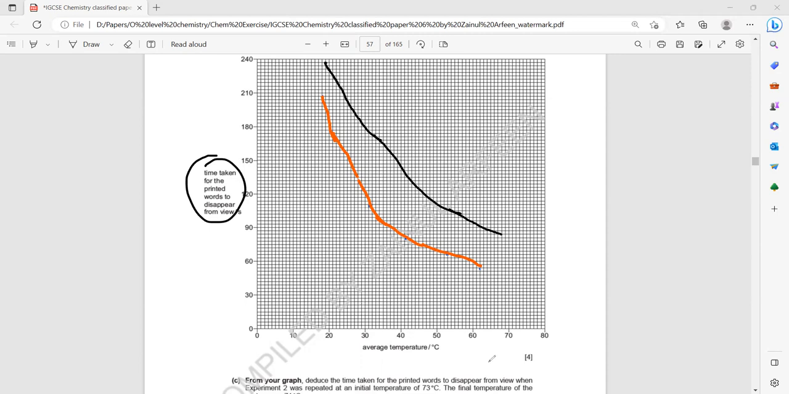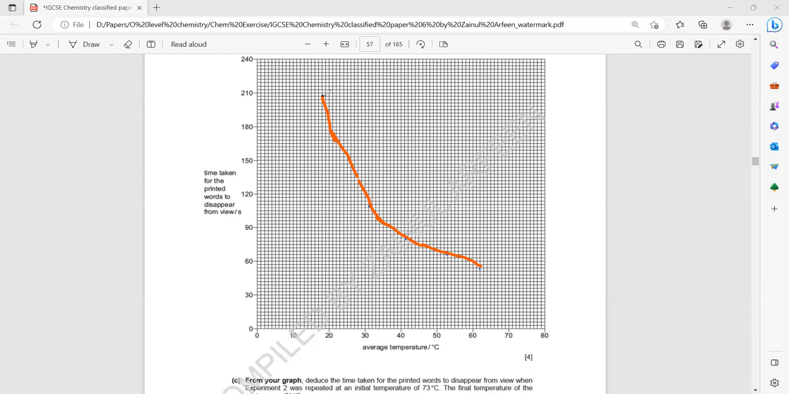Here in this one, we don't have a graph for the amount of a product. This is not the amount of product. This is the time versus the temperature. So for the same temperature, it will take much longer time for this printed text to disappear. So the same curve will be there, just above.